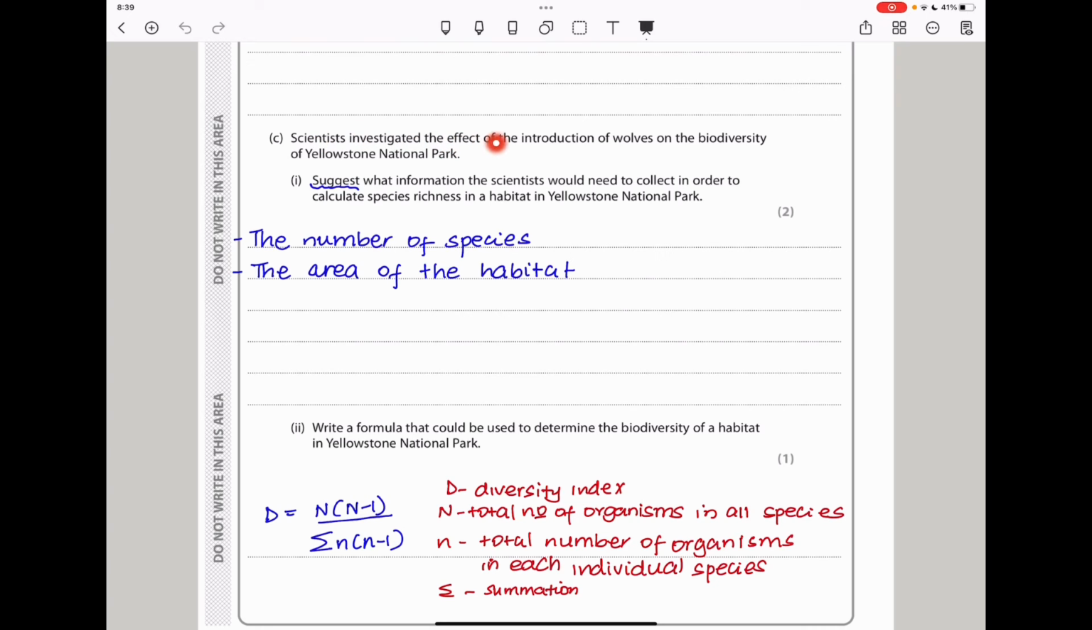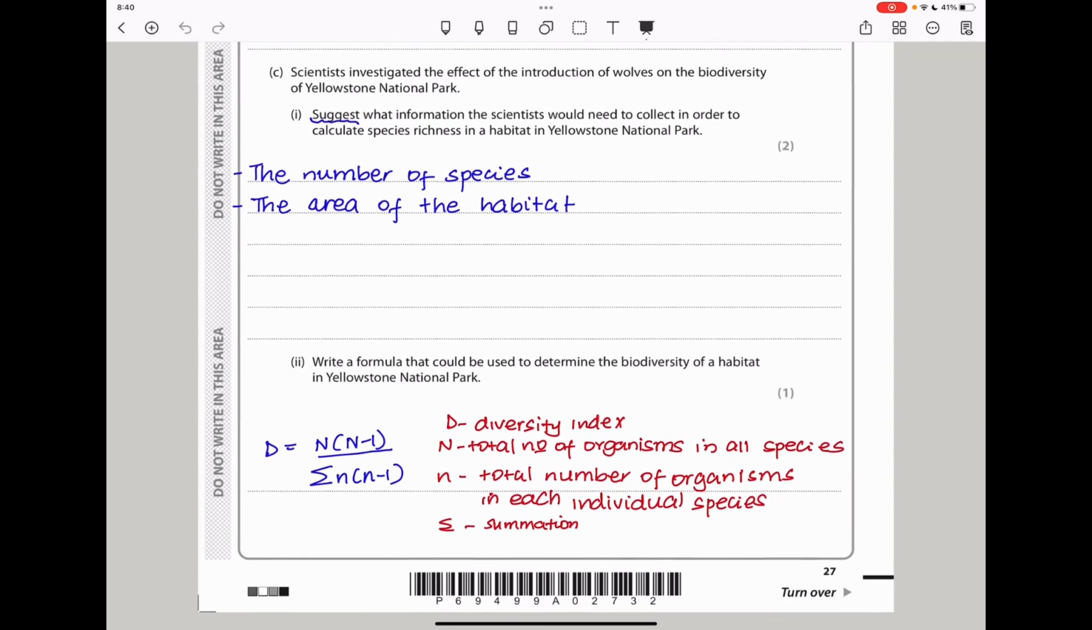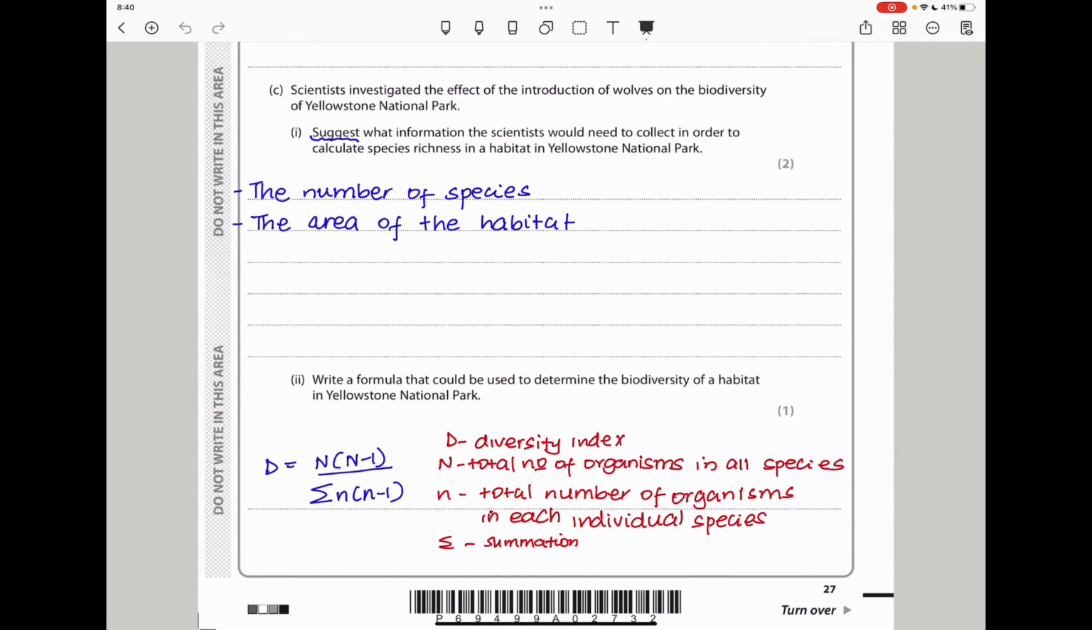This scientist investigated the effect of the introduction of wolves on the biodiversity of Yellowstone National Park. Suggest what information the scientists would need to collect in order to calculate species richness in a habitat of Yellowstone National Park. So to be able to calculate species richness, we need to know the number of species that are available, and we need to know the area of the habitat. So get the total area of the habitat and get the number of species that are available in that area. Down here they say, write a formula that could be used to determine the biodiversity of a habitat in Yellowstone National Park.